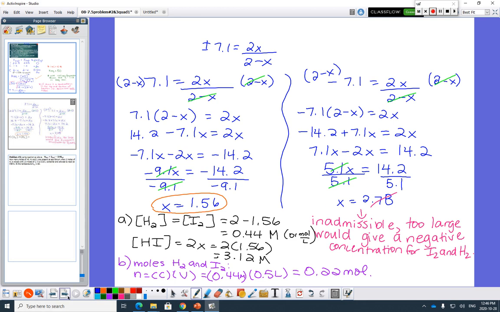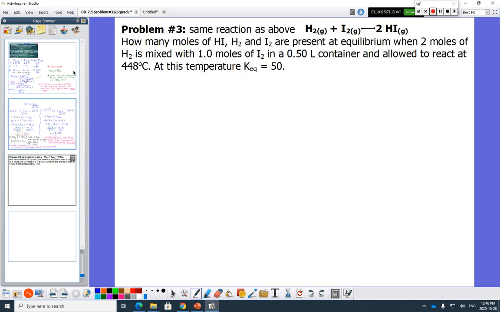Okay, so problem number 3 is the same reaction. So if you want to rewrite it there, again, it's up to you. If you have big handwriting, maybe you'll want to write this on separate paper. Maybe not.